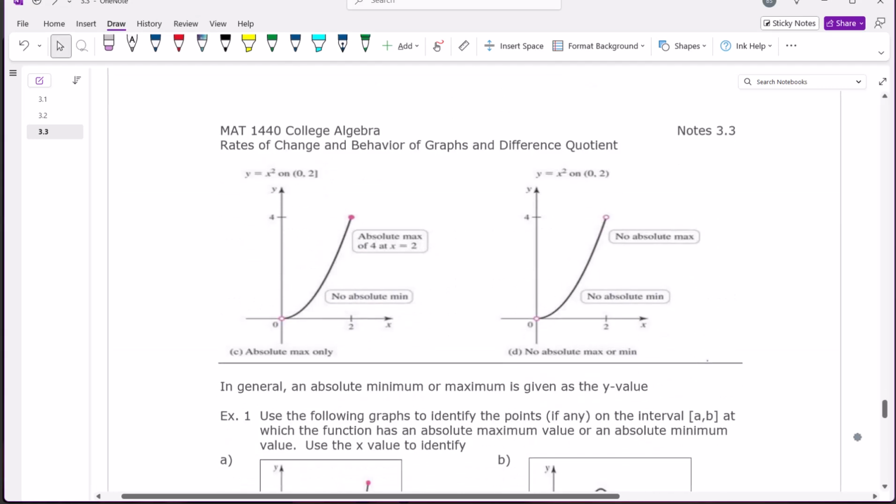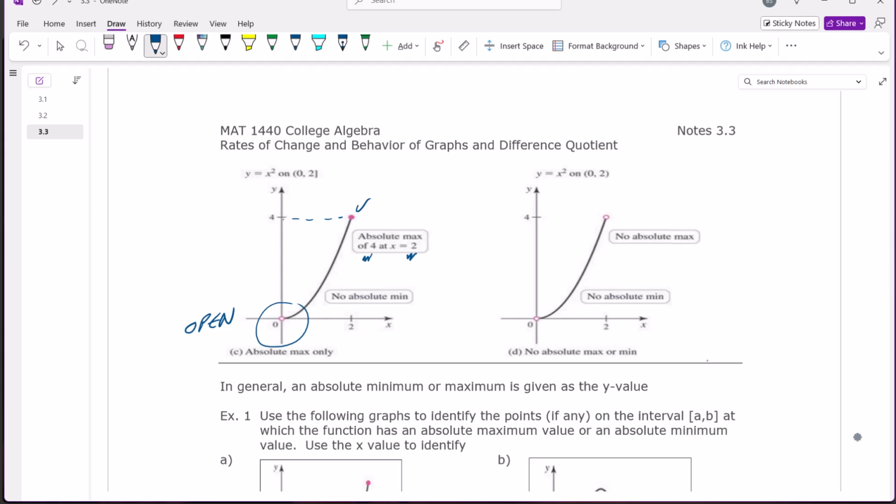Okay, on the next page, you do have an absolute max because that's a solid dot. So we would say absolute max of 4 when x is 2. Now, this one can be a little tricky, but you have an open bubble. That means that the graph's undefined. So that means y is never going to be 0. Y is going to be infinitely close to 0.